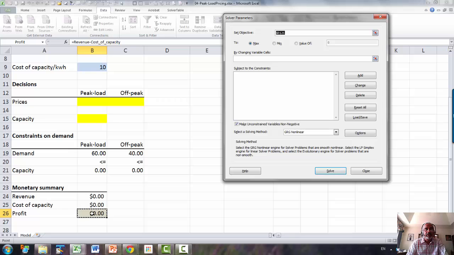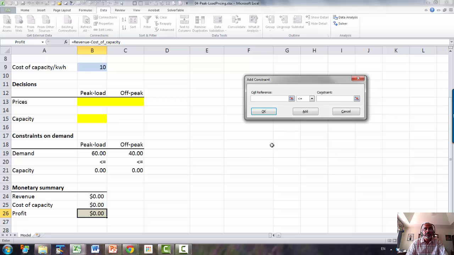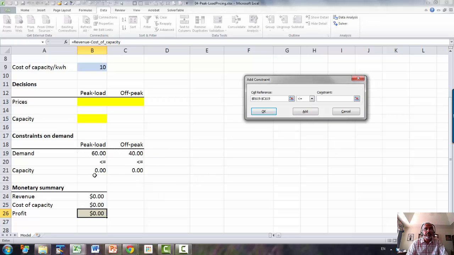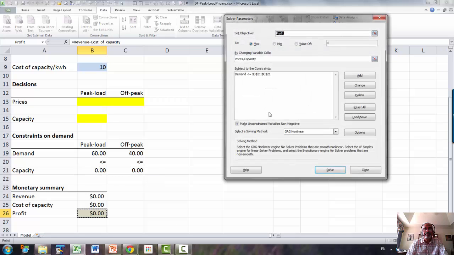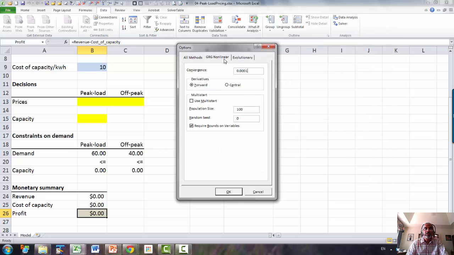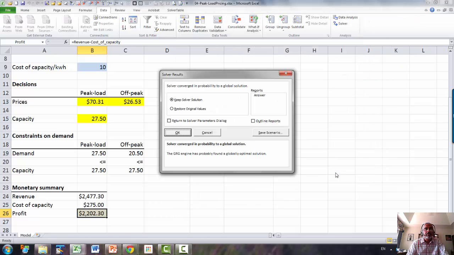So go to Solver, profit, maximize. We have the prices and the capacity. Okay, now we need to add the constraint. The constraint will be demand less than or equal to capacity. So let's go to options. GRG nonlinear, uncheck this, use multi-start, and solve.